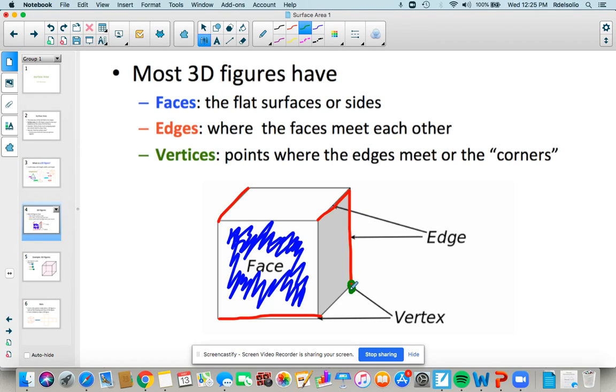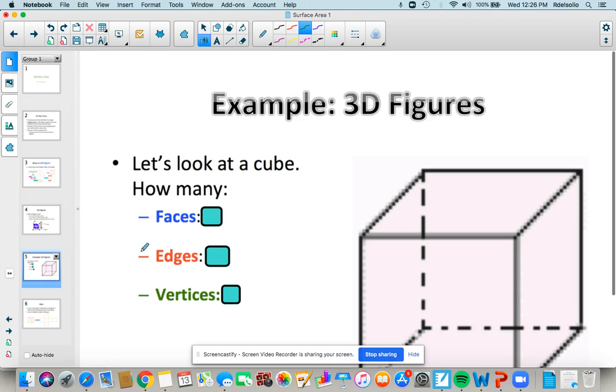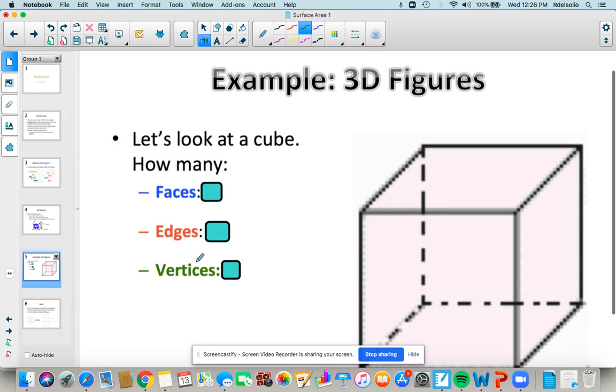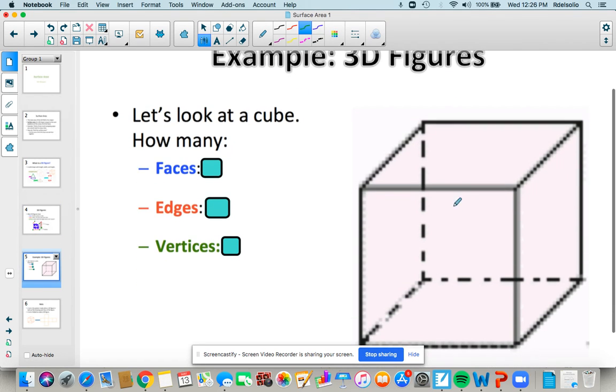So we have a corner here, a vertex here. We have another one here, right? There's also one over here. There's one here. So all of the corners make up the vertices. So let's look at an example. So this figure on the right is a cube.